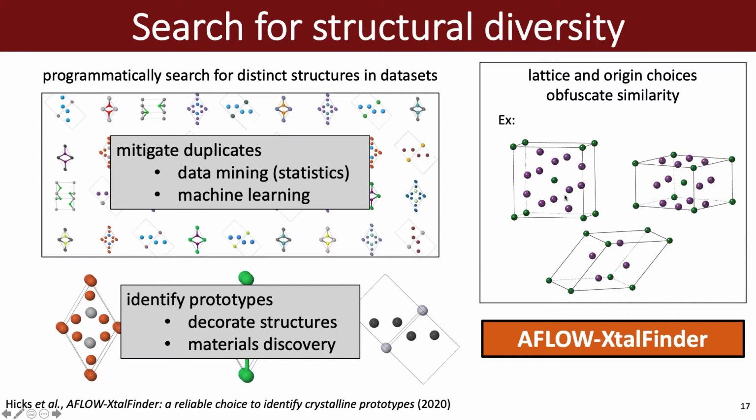And so here's an example of a crystal structure that could be rotated or have an origin shift, or it could be in a different representation entirely. And so it becomes very difficult because there are different standard representations. And so how can we compare against all of these different representations? And so this is the motivation behind this particular module, which we call AFLOW-XtalFinder or Crystal Finder.